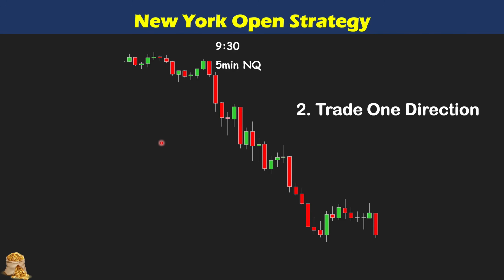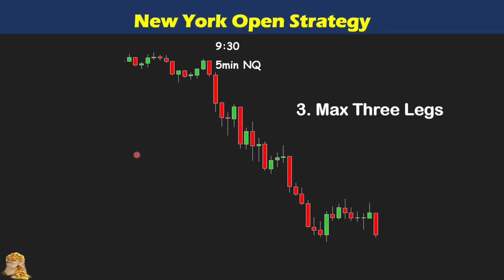Second, that we trade only one direction, the same direction as what the market is breaking out right after the open. So in this case, it is breaking out to the downside. We only short in the very beginning of the market here. However, if the market reverses too much or even goes back up, this is not the strategy for New York Open breakout strategy, so don't trade short, and then there could be another setup.